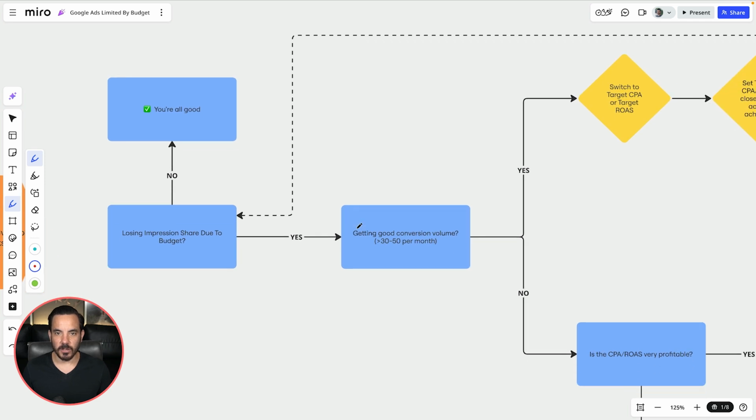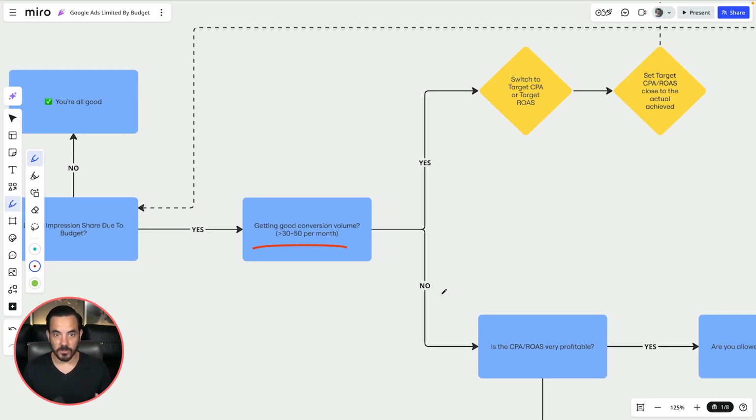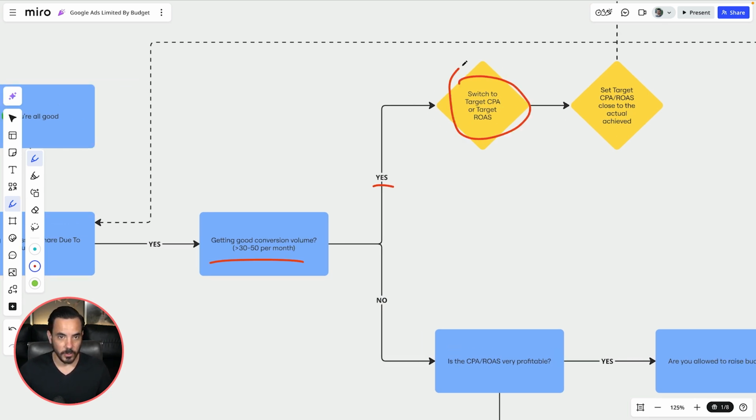First up, you want to ask yourself if the campaign is getting good conversion volume. A benchmark you can use here is 30 to 50 conversions per month. If you're above that level, then I think you can just switch to Target ROAS or Target CPA.